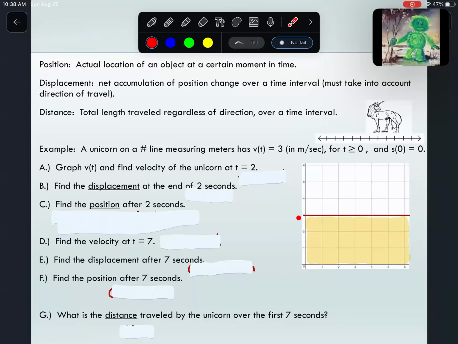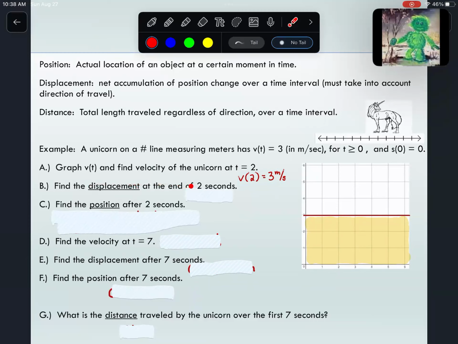Well, I've already got the graph graphed. Unsurprisingly, it's a horizontal line. The velocity when t equals 2 is 3 meters per second. That's going to be the velocity anywhere that I check on a constant velocity.